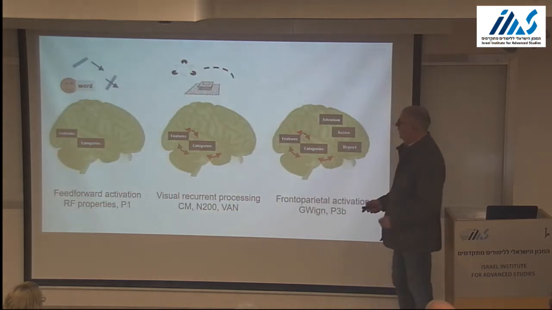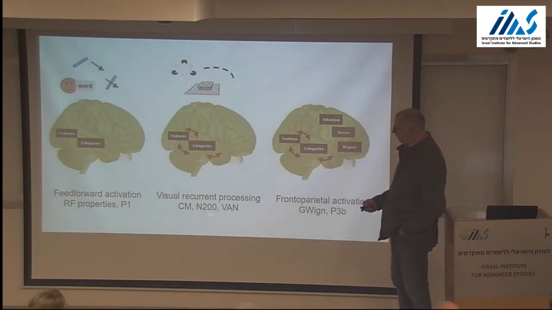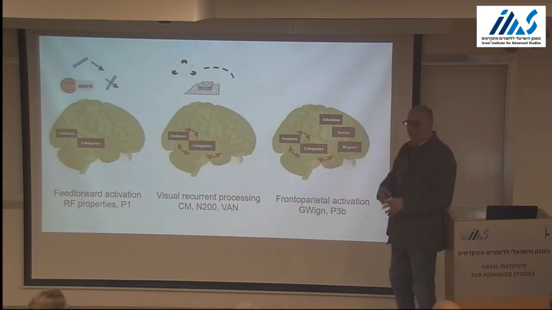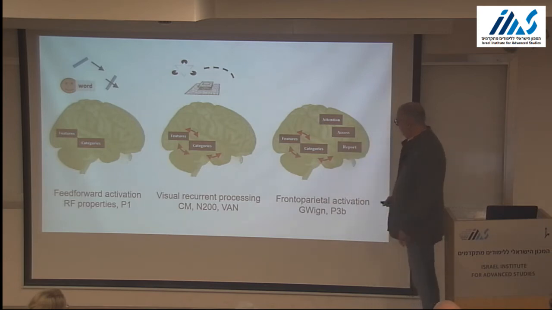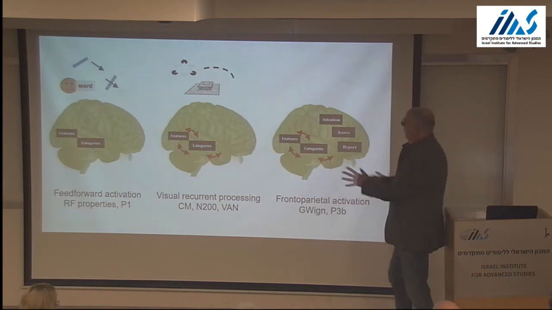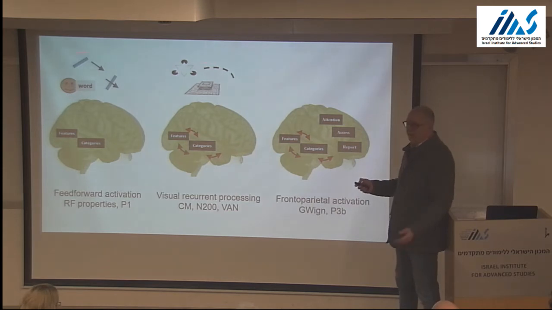So now we have this situation. Feedforward activation: we have these basic categorizations. Visual recurrent processing: we have these integration phenomena, and of course these come in very different shapes. You have contextual modulation, as I've shown. You have the N200, you have the visual awareness negativity. Those all fall within the same domain, I would say. And then you have this frontal parietal activation, which is about global workspace ignition, P3b, what have you. Apparently, it is not necessary, at least, for any of these functions.